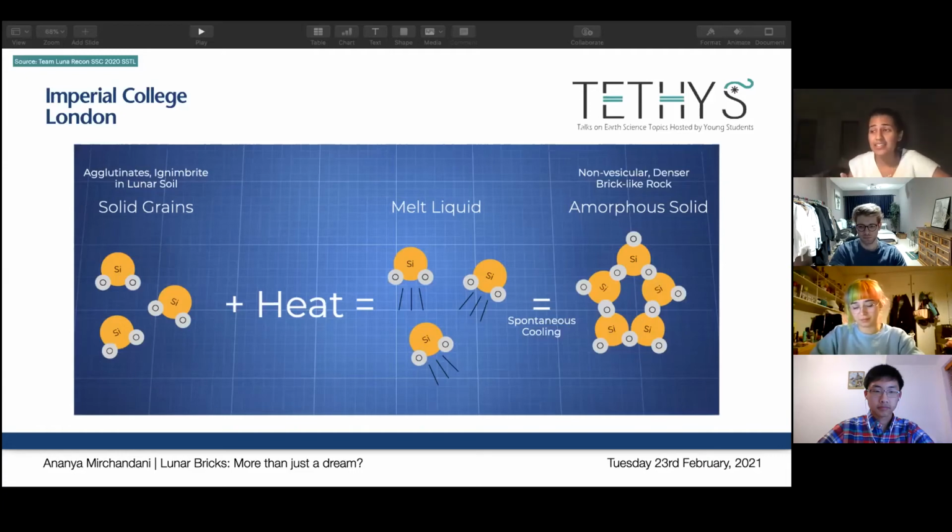And this mechanism will use the property of glass being a supercooled liquid, which is when it is solid. We'll use spontaneous cooling, which is just a second order reaction that does not need any activation energy, to create this aggregate matrix with embedded mineral clasts, also known as our modern lunar brick.